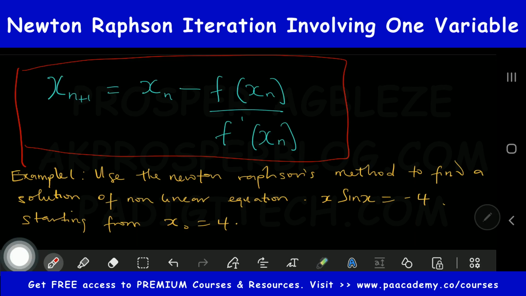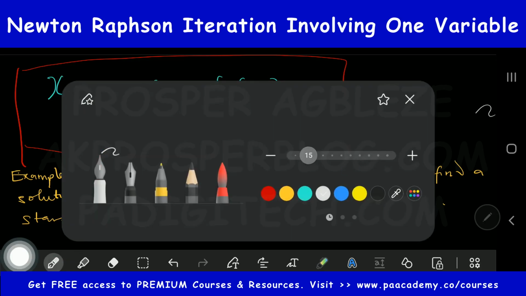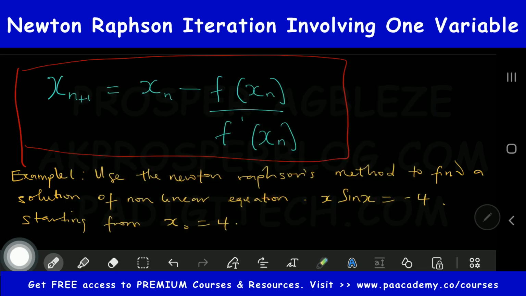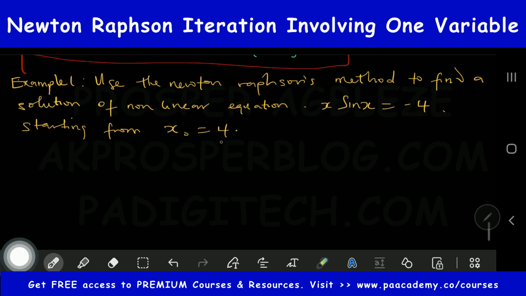Now if you look at example 1 that we have on our screen right now, it says use the Newton-Raphson method to find a solution of the nonlinear equation. So this is the equation right here: x sine x equals minus 4, starting from x naught equals 4. So how do we go ahead to apply this formula for us to solve the question? Let's get started.